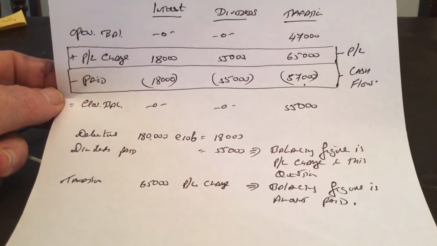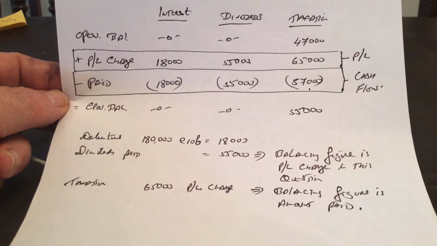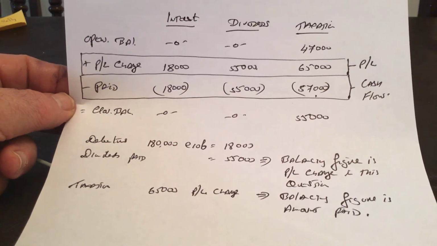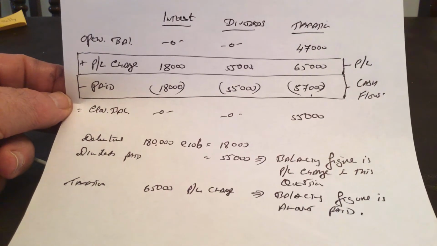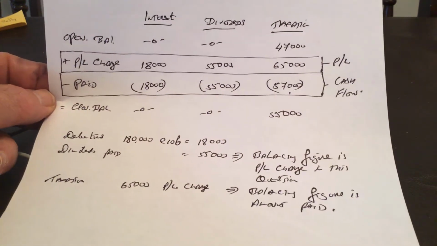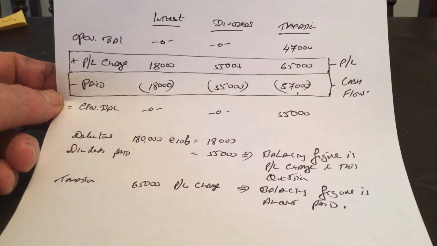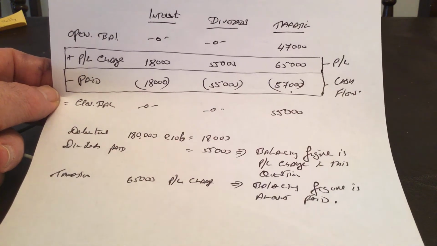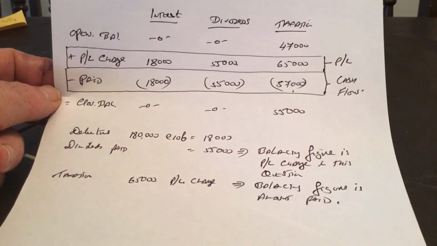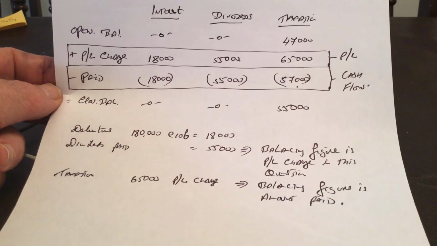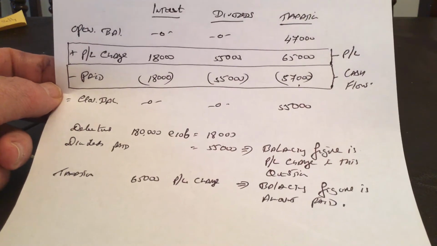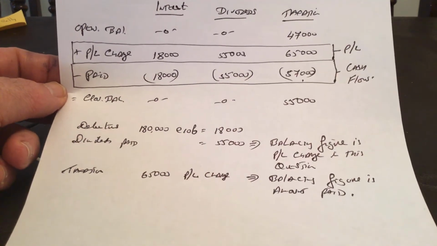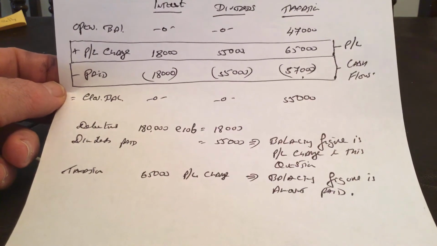Dividends paid is 55,000. Therefore, because we had no opening balance and no closing balance, the P&L charge, or the balancing figure here, is 55,000. And for taxation then, we're told that the P&L charge for tax was 65,000. So 47,000 plus 65,000 minus a closing balance of 55,000 means we paid 57,000. Now, the P&L charge, we need that for the profit and loss account, and then the cash flows for the cash flow statement.